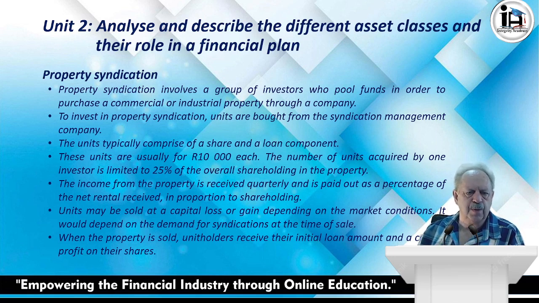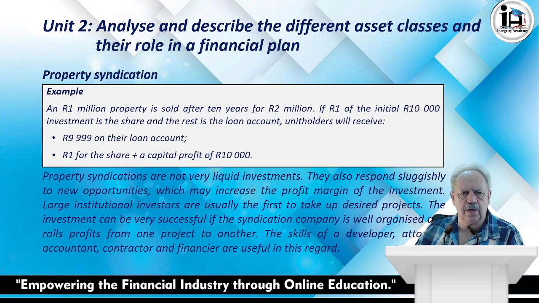The income from the property is received quarterly and is paid out as a percentage of the net rental received in proportion to the shareholding. Units may be sold at a capital loss or a gain depending on the market conditions. It would depend on the demand for syndication at the time of the sale, and when the property is sold, unit holders receive their initial loan amount and a capital profit on the shares that they hold.